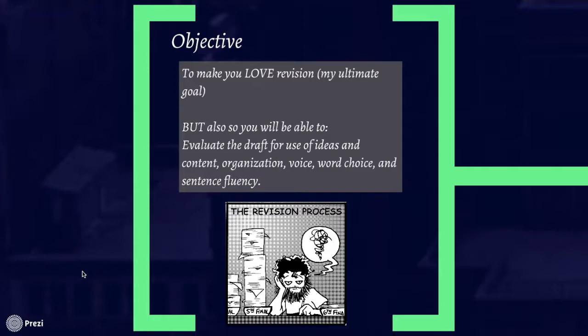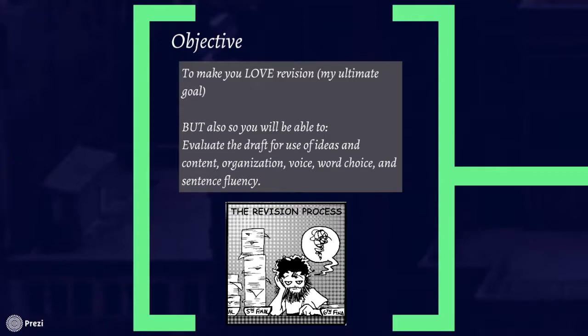If you can believe we're in week 5, it's amazing. We're talking about revision this week. You guys have an argumentative essay due in lesson 25. So I want to just touch base with you about our idea of revision. Obviously, I want you to love revision.